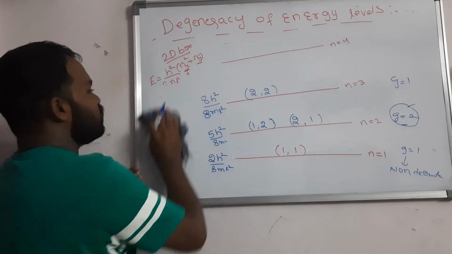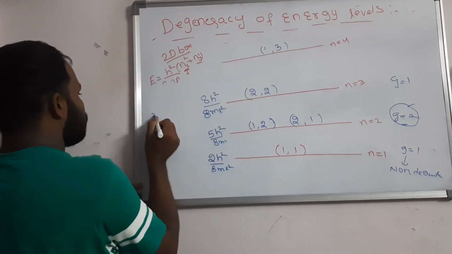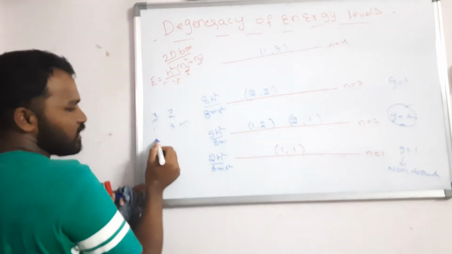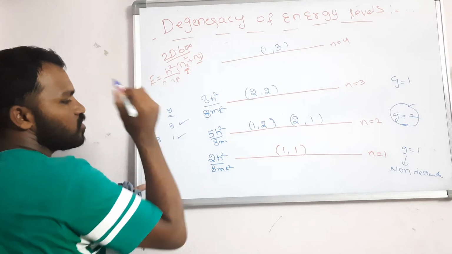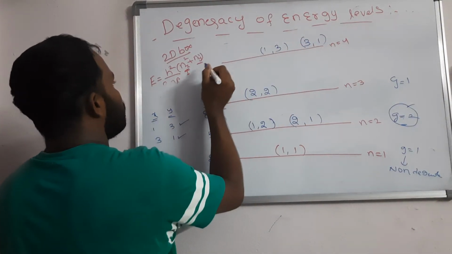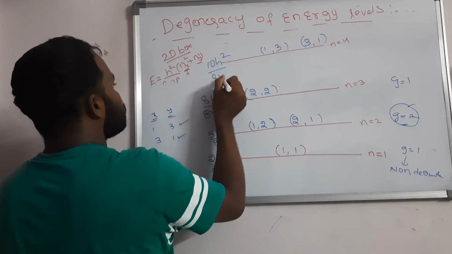The next possibility is 1 comma 3. So x is 1, y is 3, and you can also take x is 3, y is 1. So two possibilities, 1 3 and 3 1. That gives 9 plus 1, 10h square by 8ml square.